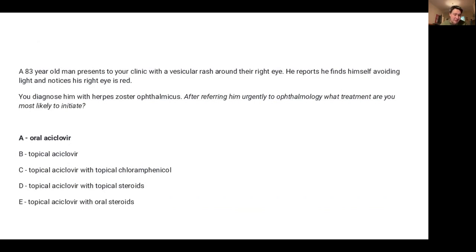The key differentiator obviously is oral versus topical acyclovir, so that cuts out the remaining 4. It's kind of confusing because there's a few options in terms of chloramphenicol, steroids and oral steroids, but the main thing is this guy's got something that's affecting not only the area around his eye, but also his eye, and he really does need urgent ophthalmology review and then oral acyclovir. They might choose to add oral steroids later on, but that'd probably be a decision that ophthalmology would take.